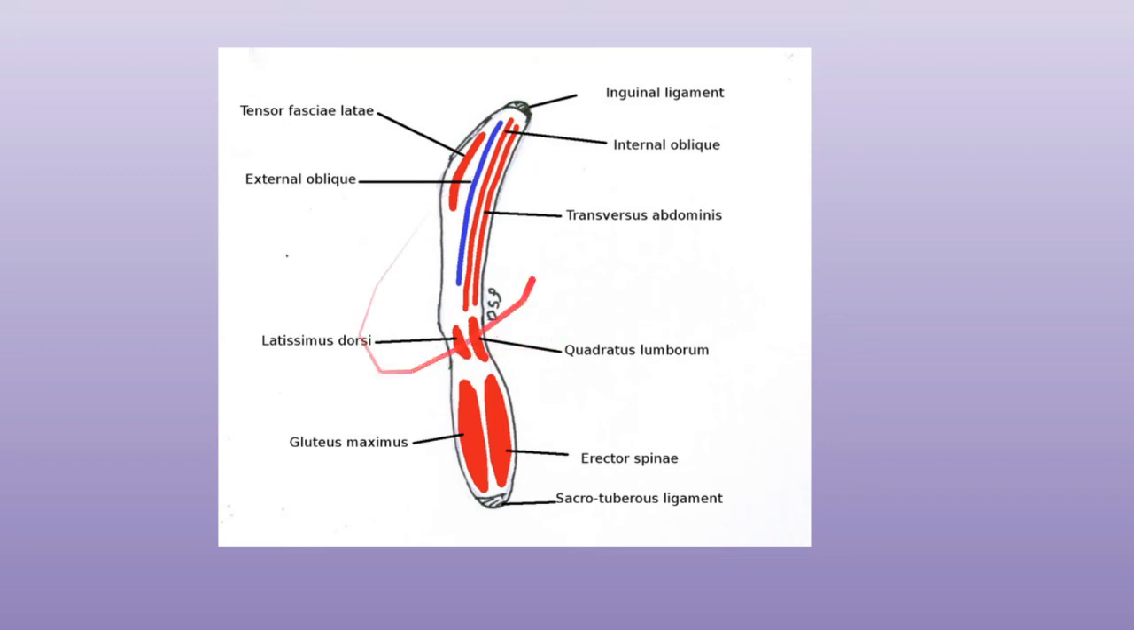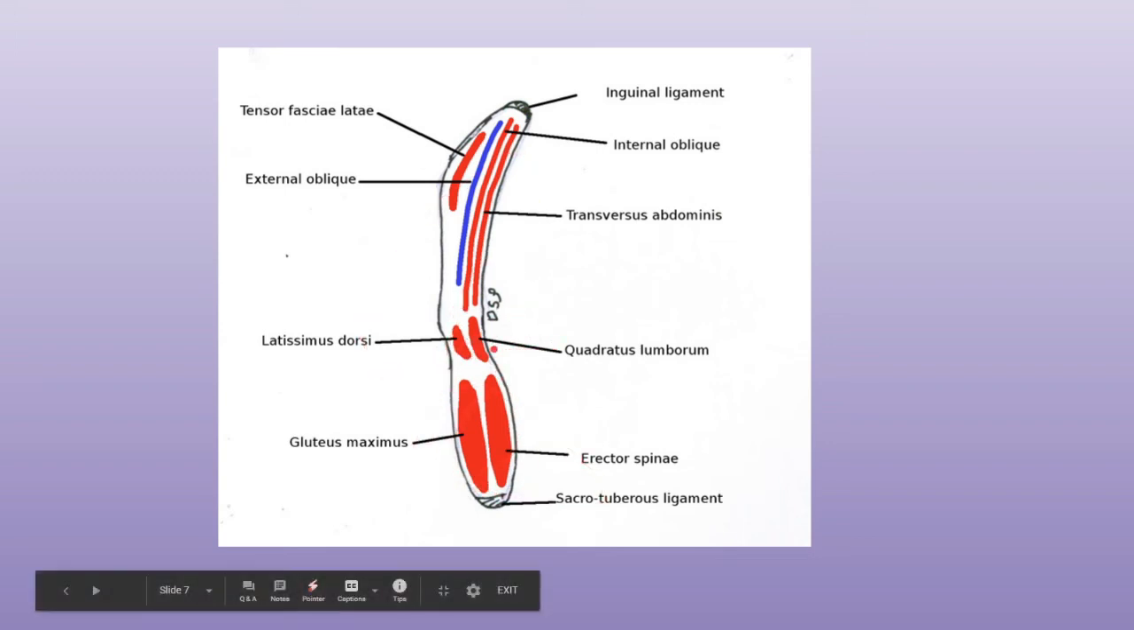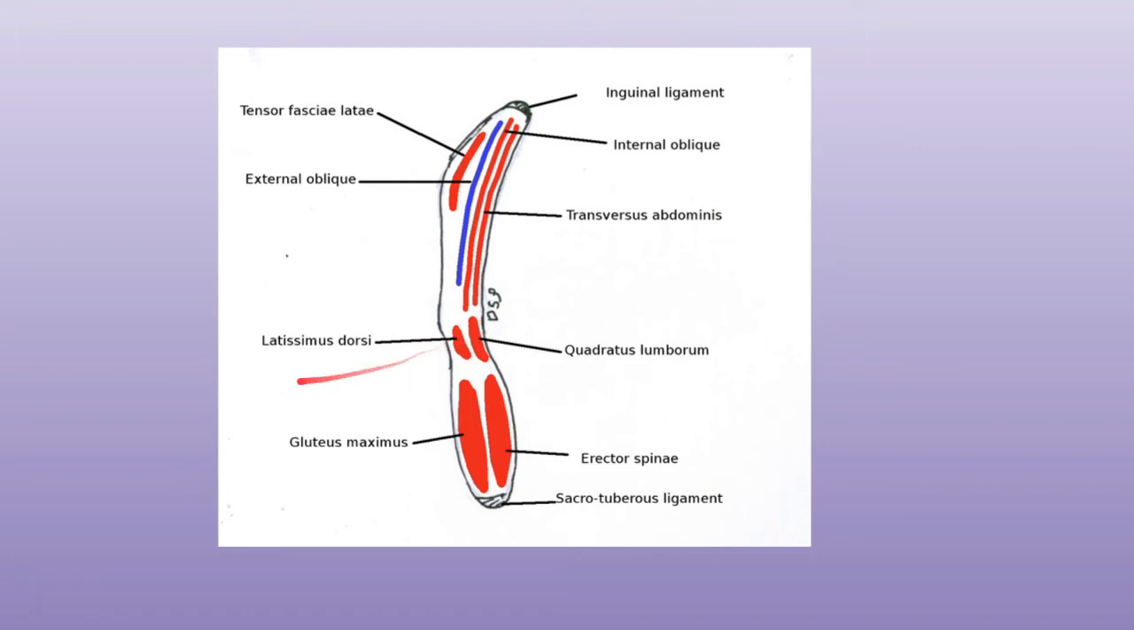This is the ventral segment and the dorsal segment. So at the posterior part of the ventral segment, there will be the attachment of two main structures: at the outer lip, the latissimus dorsi, and at the inner lip, the quadratus lumborum, in the posterior part of the ventral segment of this particular iliac crest. Now, attachment at the dorsal segment of the iliac crest.